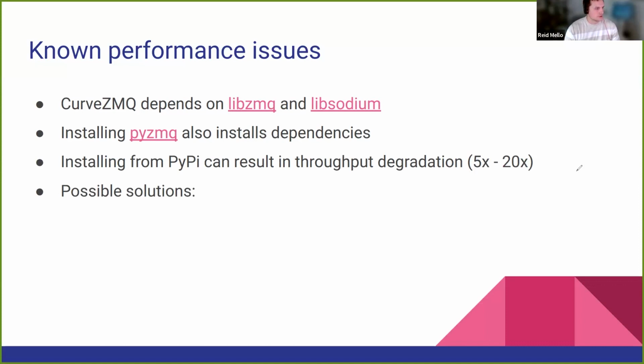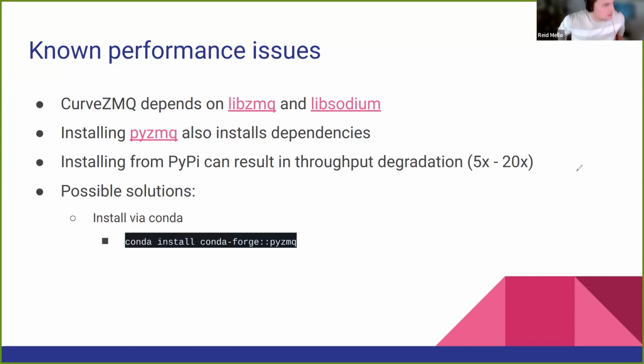So there's a few different solutions that we know of to avoid this. First of all, install via Conda. So if you just do conda install from conda-forge pyzmq, or if you install Parsl via Conda, you shouldn't have this issue, at least from all our testing. This seems to be a stable workaround.